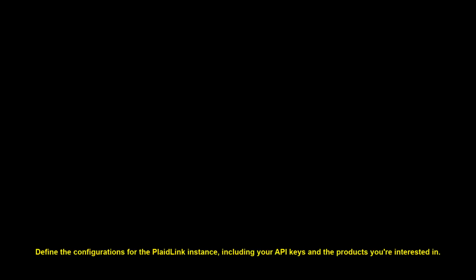Define the configurations for the Plaid link instance, including your API keys and the products you're interested in. Set up the user interface to trigger the Plaid link flow when the user initiates the verification process. Add a listener to handle the response after the user completes the authorization.